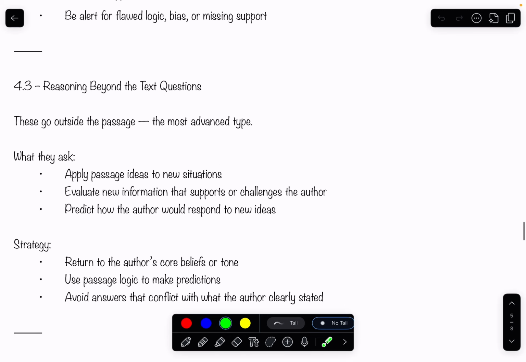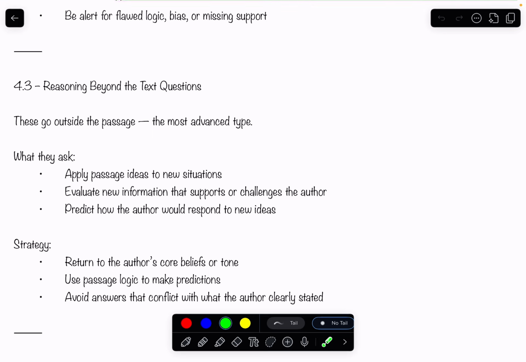Another style of question is reasoning beyond the text. These go outside the passage, and they are probably the most advanced and hardest type of questions they can ask, because you have to apply passage ideas to new situations. They're going to ask you to evaluate new information that supports or challenges the author. You're going to have to predict how the author will respond to new ideas.